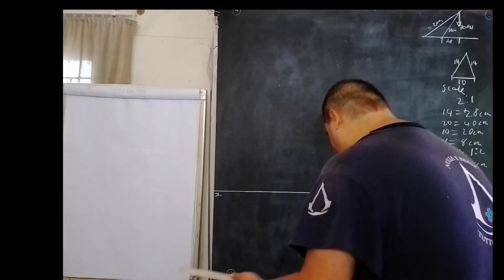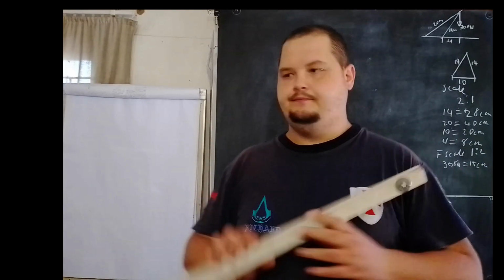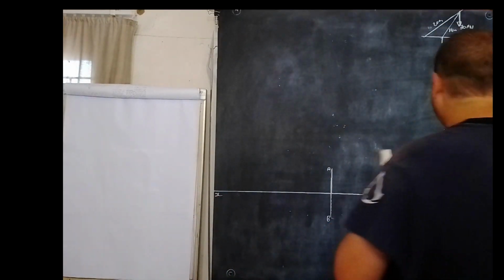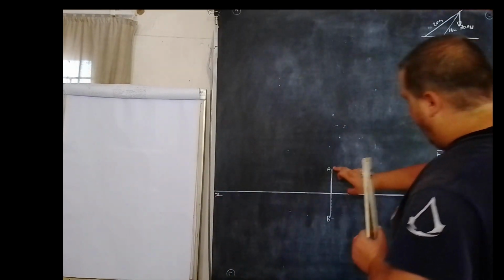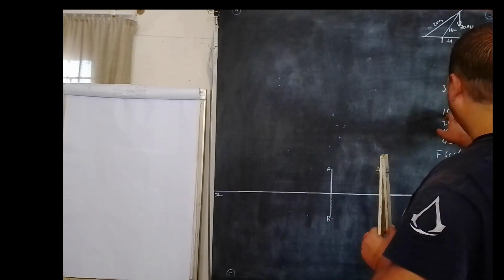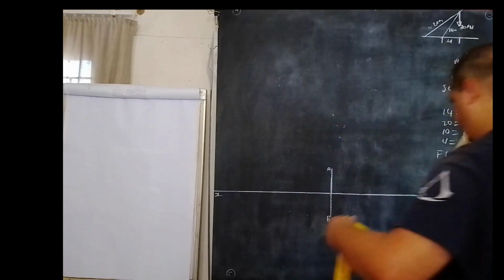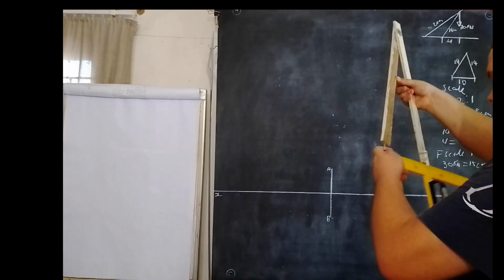Okay. Now what we need to do is take our pair of compasses. What we do next is then measure from A and B to our datum line 14 centimeters. Mine will be 28 because I'm double.